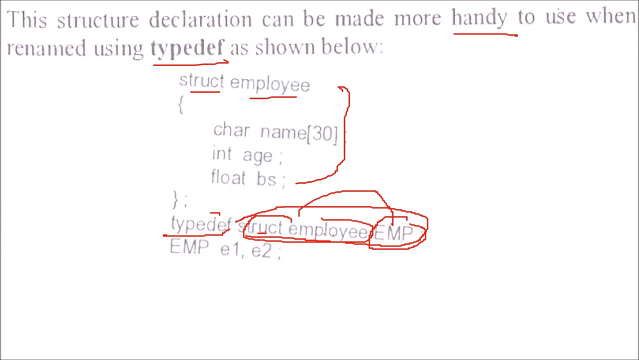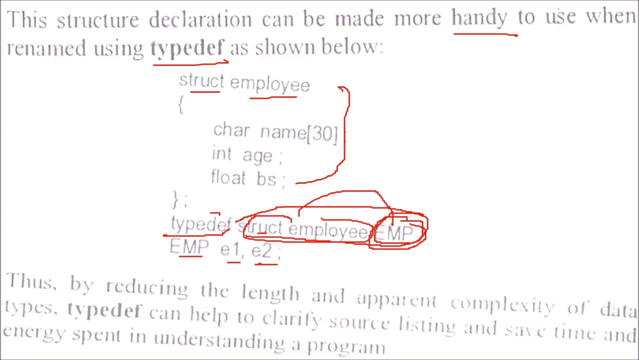Means struct employee will be known in the program as EMP from here now. So this EMP has two variables, E1 and E2. So we have reduced the length and also the complexity of the data types. So typedef, I can say, will clarify the source listing, and it will save the time and also energy which we spend in understanding the program if the program is written by somebody else.